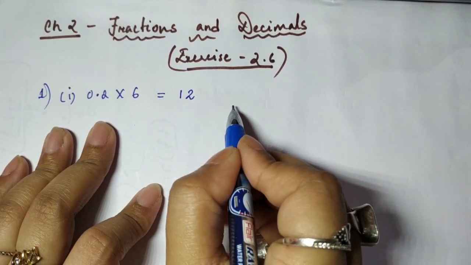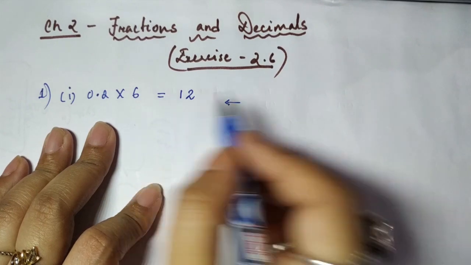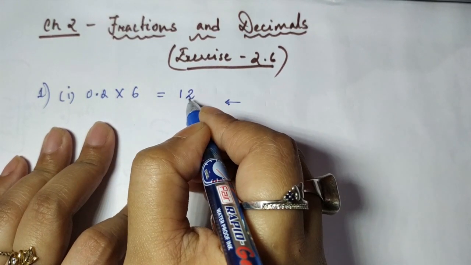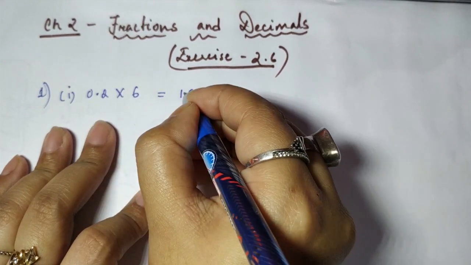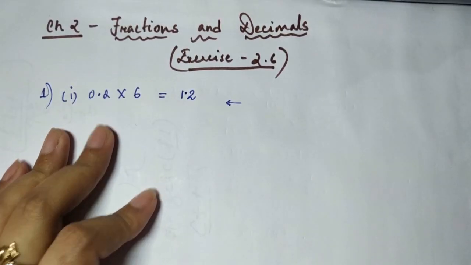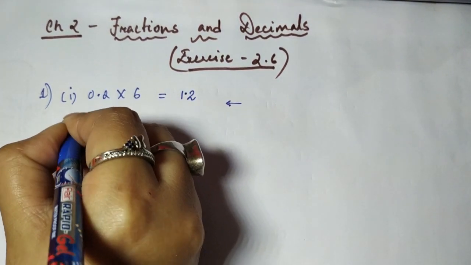So you have to start from the right, from the ones place, and put the decimal after that many digits. Here it is 1, so the point will be here. Okay, now similarly for number 3 I will show you.